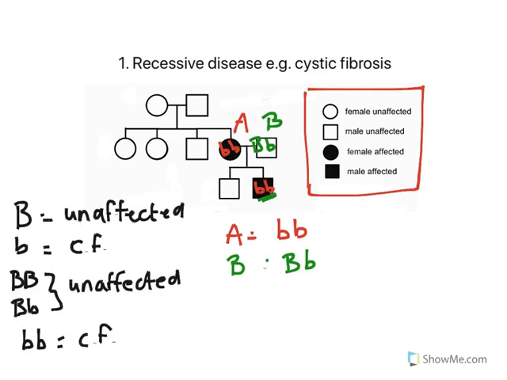By that same reasoning, the grandparents also have to be big B, little b because they have a child A who has the disease.